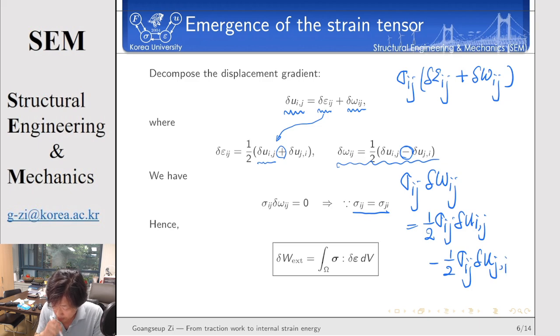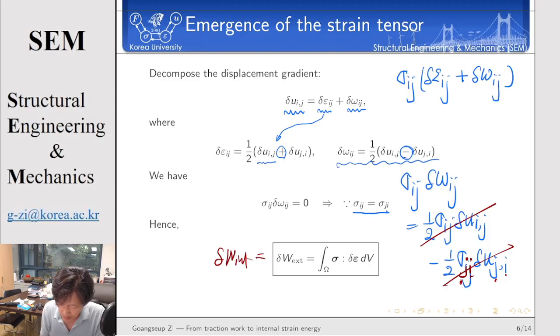Look at this. Because sigma ij is symmetric, we can write ji instead of ij. And here j is a repeating index, and i is also a repeating index. That means we can interchange the two indices with each other. Then the first term and second term are cancelled. So there is no contribution from the second term. Finally, my internal virtual work is given by the stress tensor with a double contraction with this term.